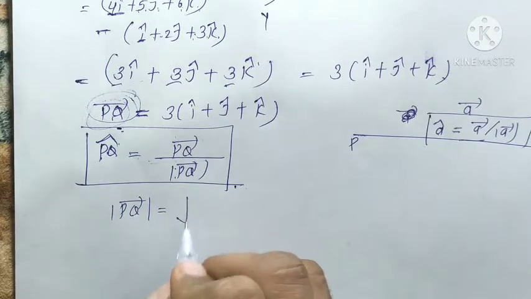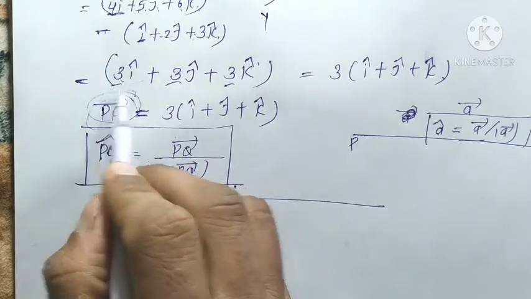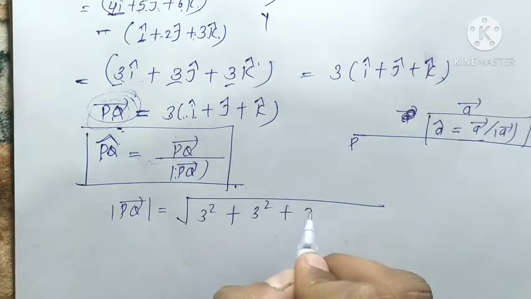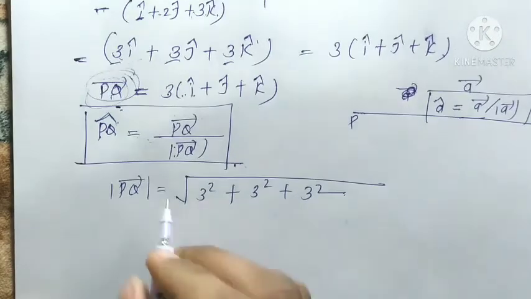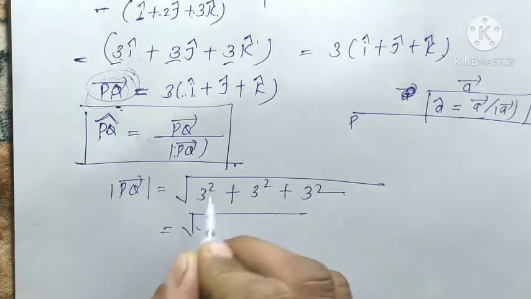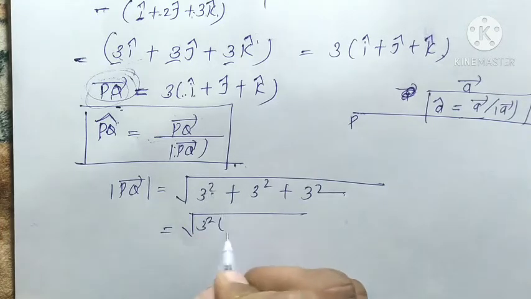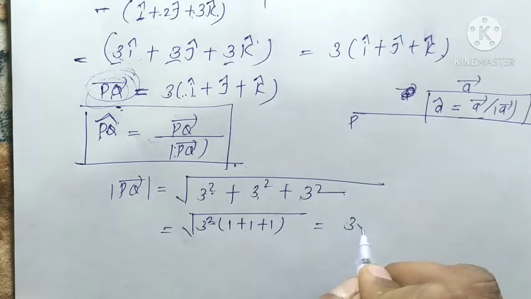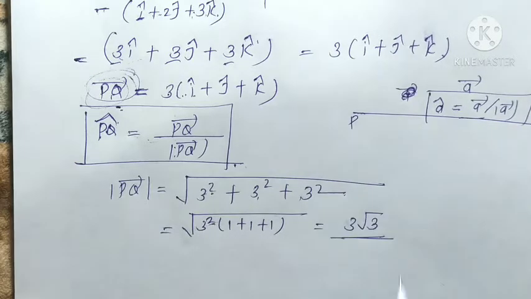So 3 square plus 3 square plus 3 square. Finally we take 3 square common. What is left here? 1, 1, and 1. So 3 under root 3. This is the value.